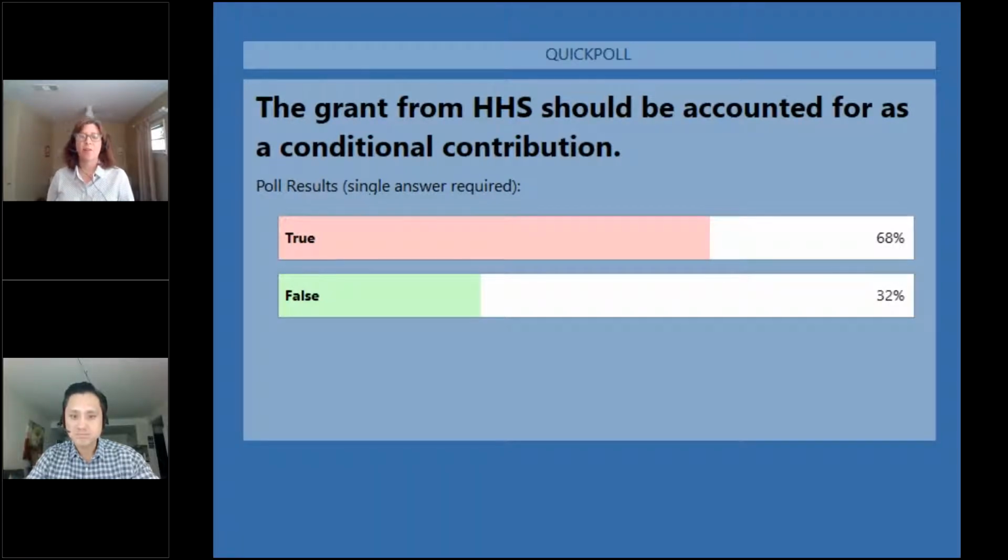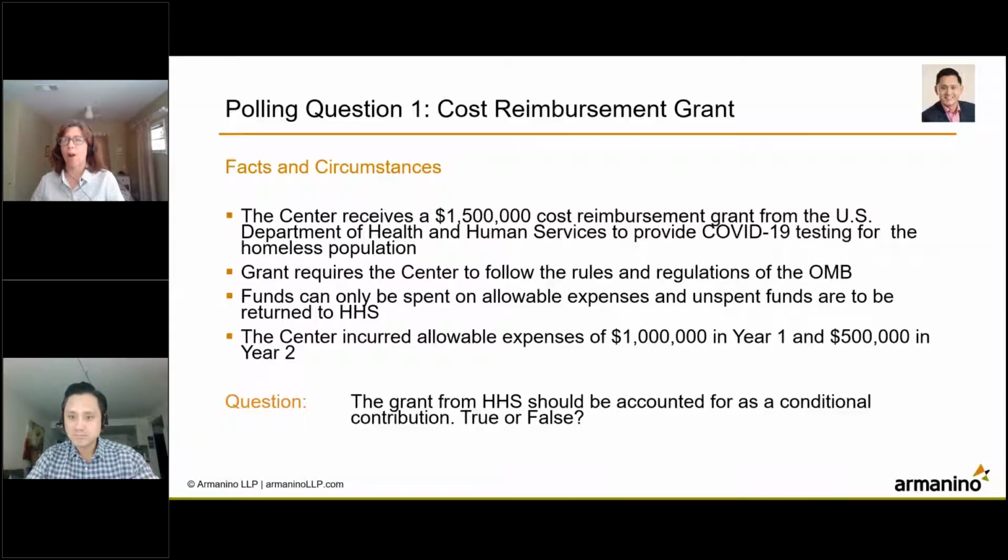All right. So about 68% of our respondents said true, this should be a conditional contribution. About 32% said no, it should not. So let's go into what we believe the accounting is and why we believe that.